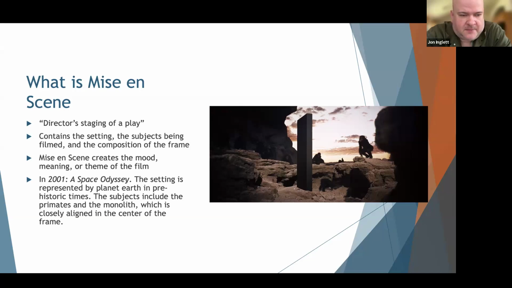To the right here, I have a picture of 2001: A Space Odyssey, one of the opening scenes. The mise en scene contains the setting. The setting's represented by the planet Earth in prehistoric times. Mise en scene focuses on the subjects. The subjects within this frame include the primates and the monolith, which is in the center. And the monolith is closely aligned in the center of the frame. That's called symmetrical composition.